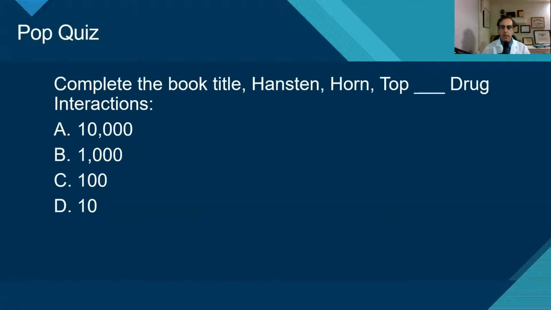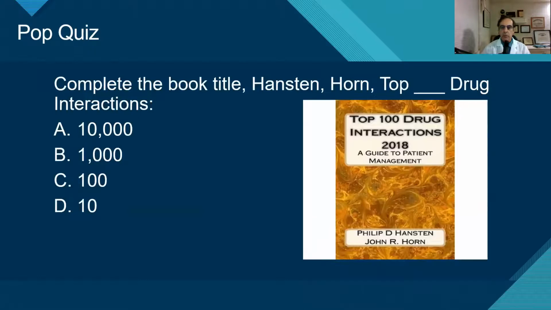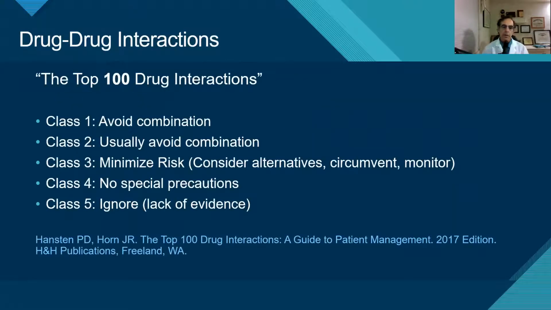So here's another pop quiz on a book that we probably all have seen, Hansen and Horn's Top 100 Interactions. We all know that there are thousands, maybe 10,000 drug-drug interactions, but the authors of the book really emphasize that there is kind of a top 100 or so where it's really important to follow up on the drug-drug interaction in terms of therapy.